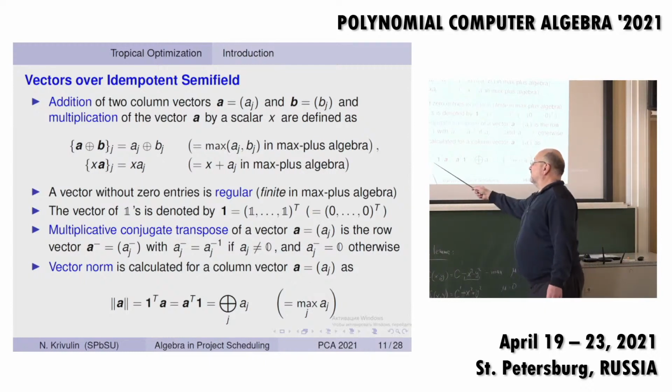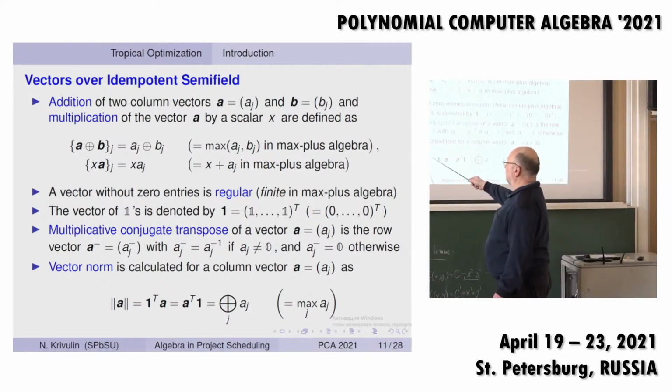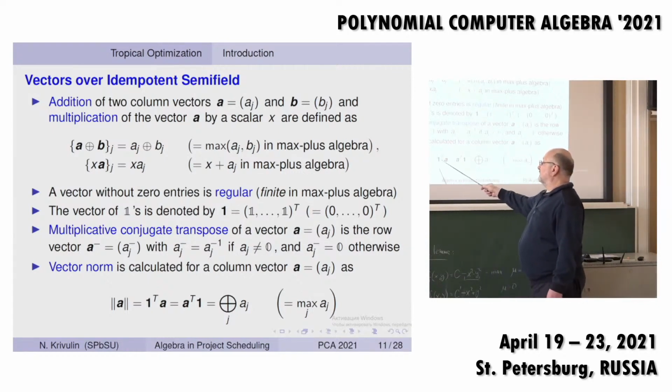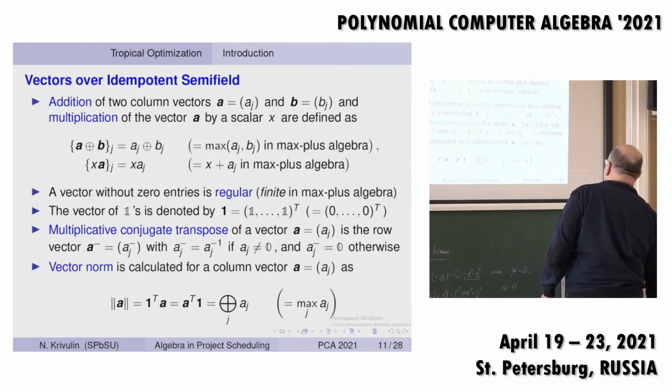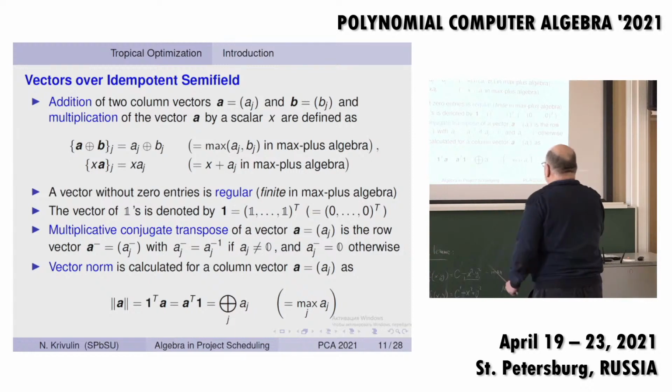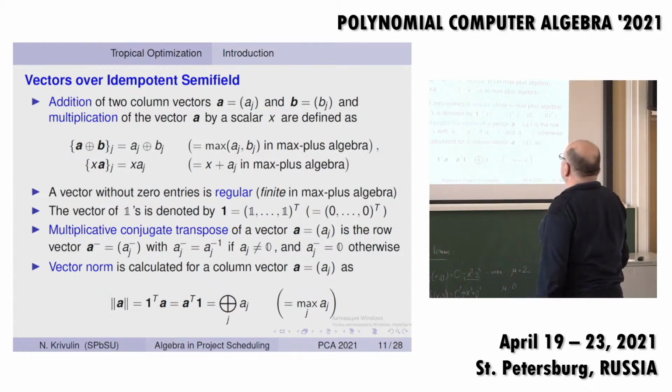Finally, we will use this notation to represent the tropical analog of vector norm. It is easy to see that, for instance, in max-plus algebra, we can use this representation of the norm, which is quite natural. Actually, the vector norm in tropical algebra is simply the maximal element of the vector. I mean max-plus algebra, where addition is defined as maximum.